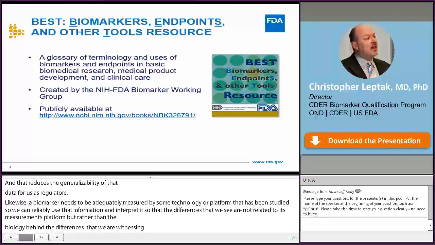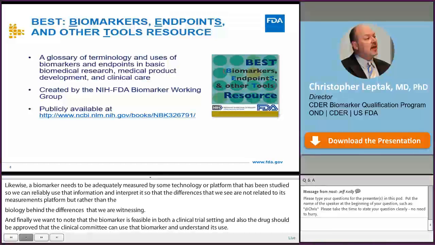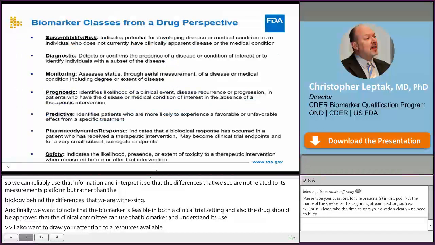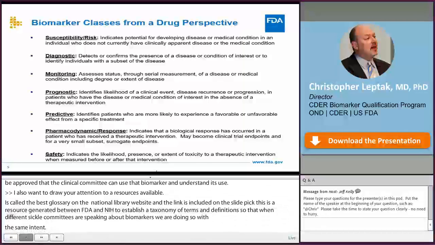I also want to draw your attention to a resource that's available. It's called the BEST Glossary. It's on the National Library of Medicine website, and the link is included here on the slide. This was a resource that was generated between FDA and NIH to establish a taxonomy of terms and consensus definitions so that when the different stakeholder communities are speaking of biomarkers, we're doing so with the same language and intent. So I highly encourage you to look at this resource if in fact biomarkers are part of your area of interest. In the glossary, biomarkers are broken down into multiple different classes based on how they're used.